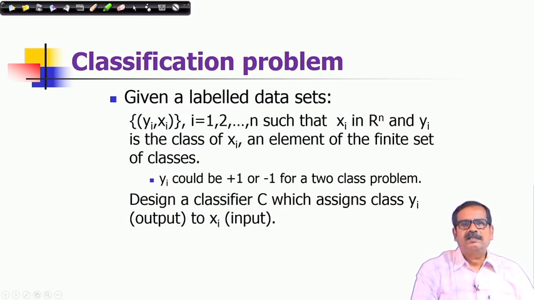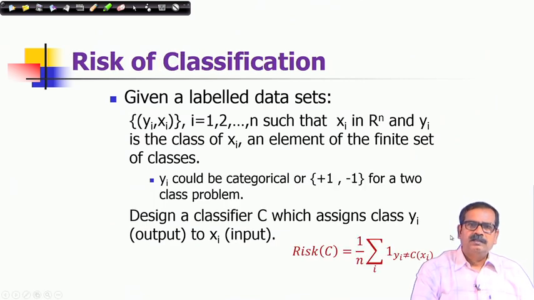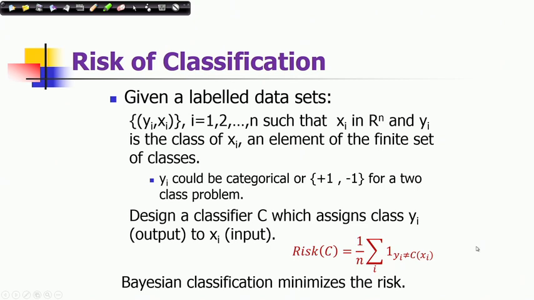As I mentioned, for a two class problem, say, yi could be denoted as +1 or -1. There is a risk associated with classification, particularly misclassification. Risk is defined as the fraction of the number of misclassified data. That is how the risk is defined. And incidentally, Bayesian classification, which we are going to discuss next, minimizes this risk.